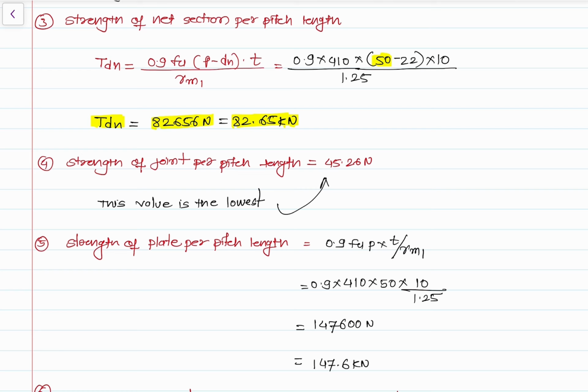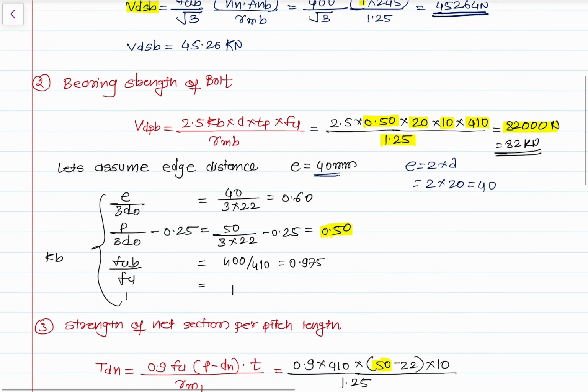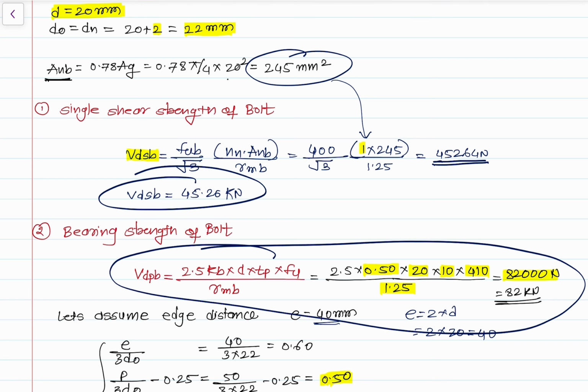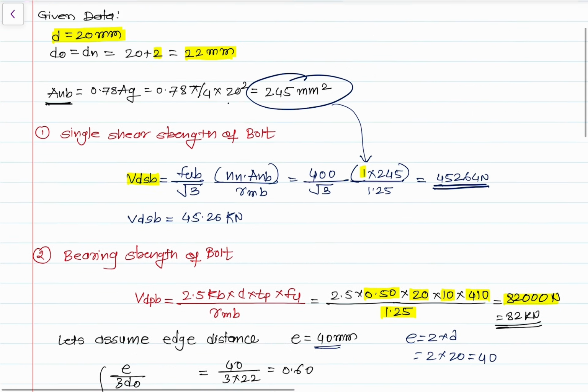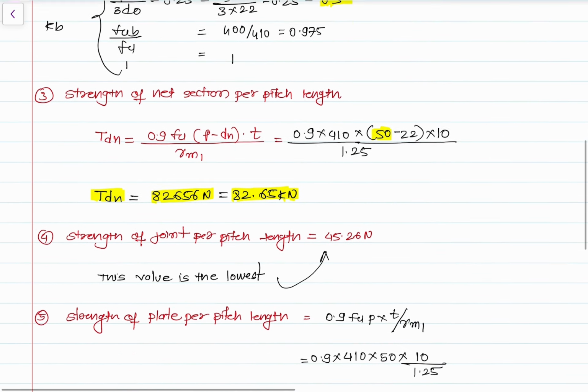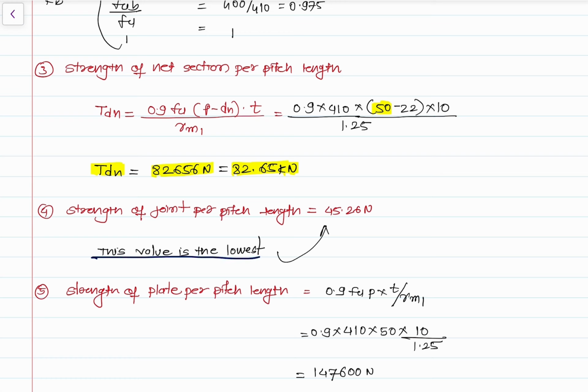Now the strength of joint per pitch length is 45. Why 45? Let me tell you one thing. Whenever you need to refer to these two values, the first value is VDSB, second is VDPB. Now among which VDSB is having the value of 45 kilonewton, okay, and VDPB is having 82. So among these two values, whichever is the lowest, 45.26 is the lowest value, okay. So consider that value as the lowest. So this value consider as a strength of joint per pitch length, okay.